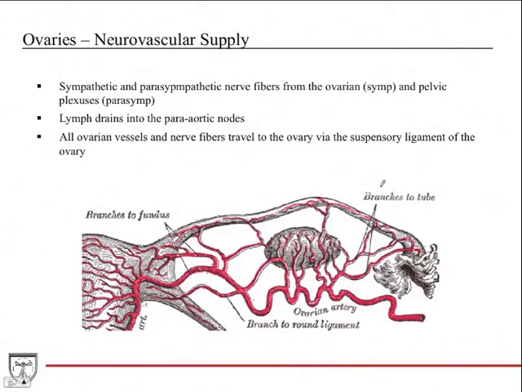The sympathetic and parasympathetic nerve fibers are from the ovarian and pelvic plexuses. The ovarian plexus is a sympathetic plexus. The pelvic plexus is a parasympathetic plexus. The lymph drains into the para-aortic nodes. So if you have ovarian cancer and it's going to spread via lymphatics, the first nodes it's going to go to are the para-aortic nodes. And that's something that could come up on a test question. And again, all ovarian vessels and nerves travel via that suspensory ligament of the ovary that we've talked about.